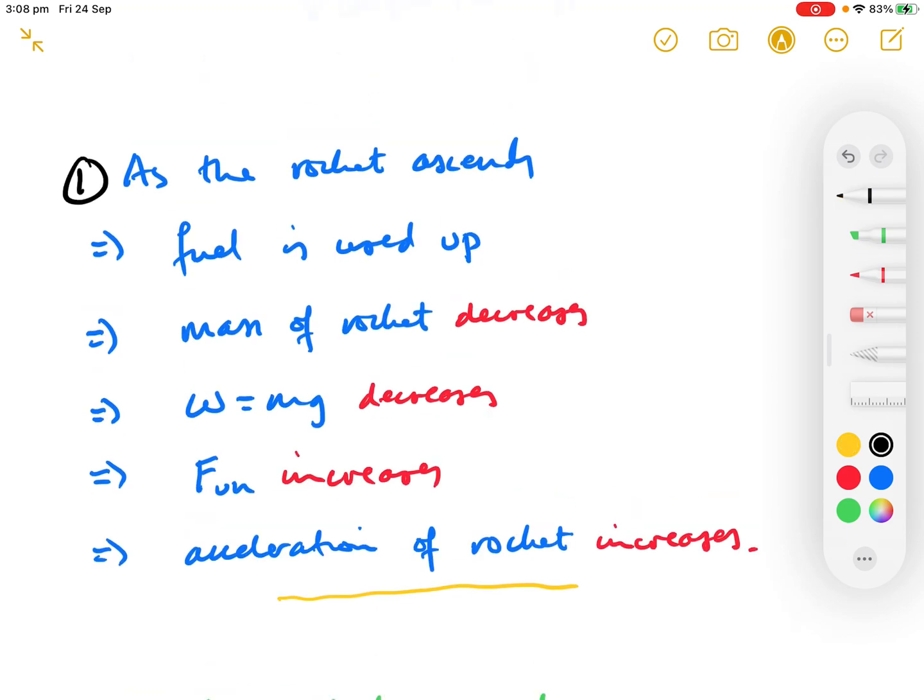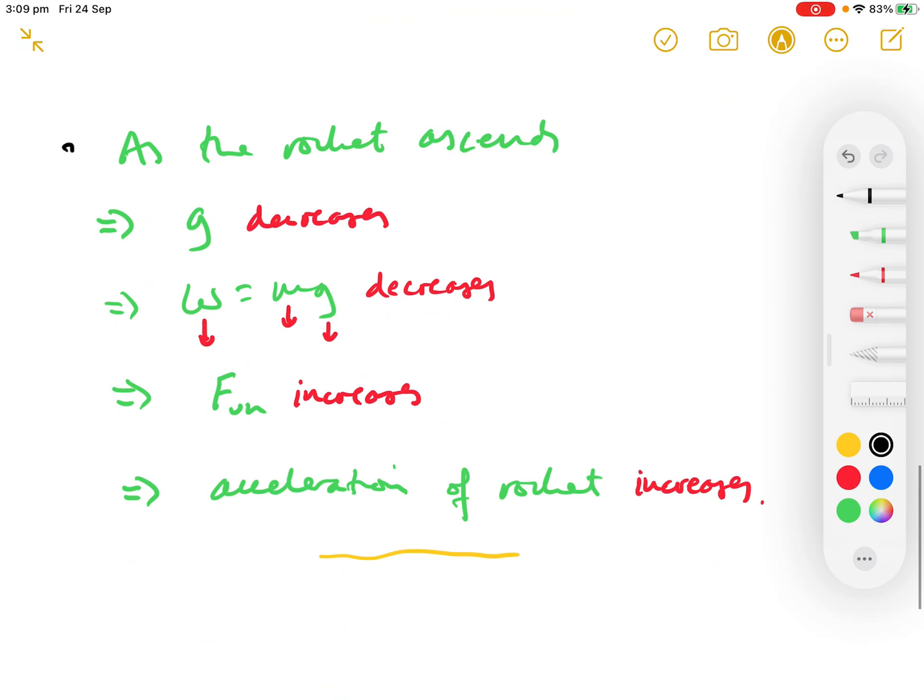Those are the two, let me just number them, the two features of rocket motion when it's ascending from the ground that naturally cause the acceleration to increase. Don't make any reference to friction decreasing due to the density of the air going down.